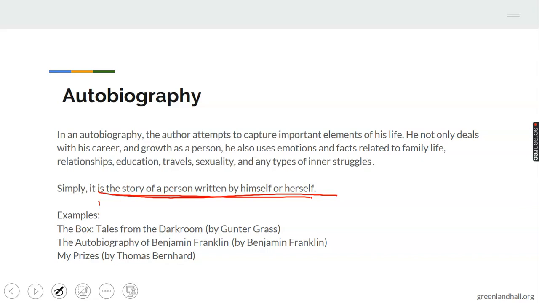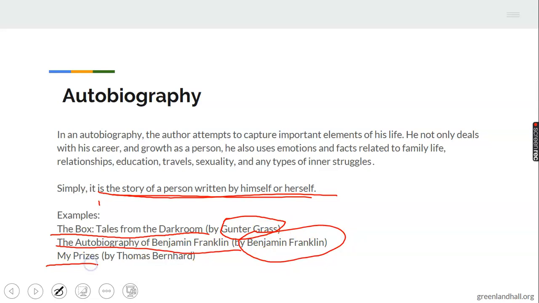And here now, we have examples of this. The Box, Tale of the Dark Room. This is the writer, and he's writing about himself. The Autobiography of Benjamin Franklin. This is the writer, writing about himself. My Prizes. This is the writer, and the story is about him.